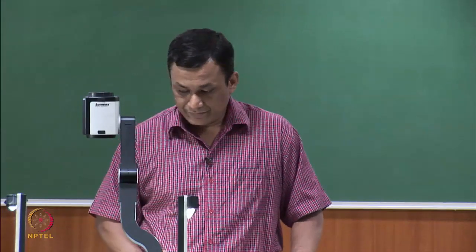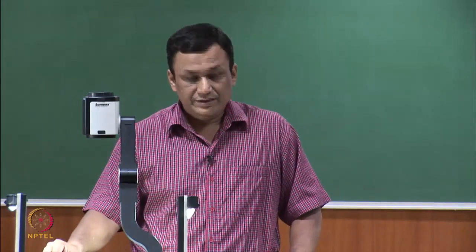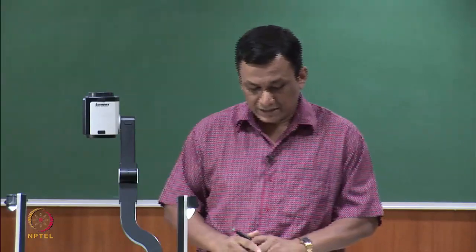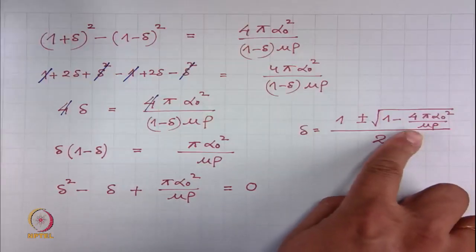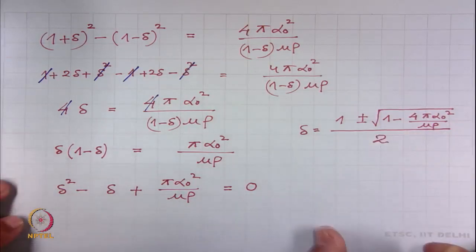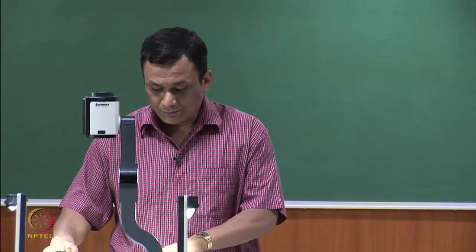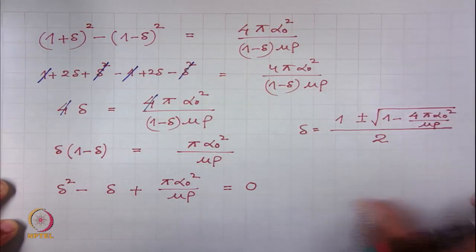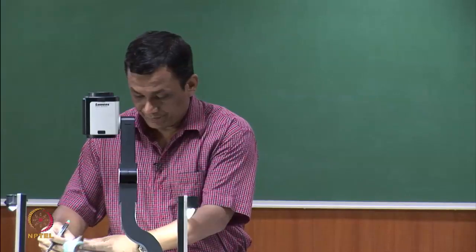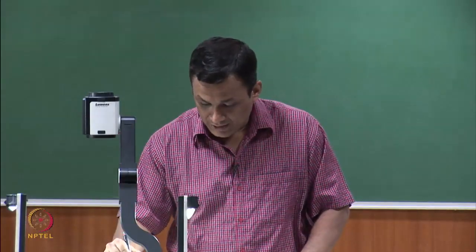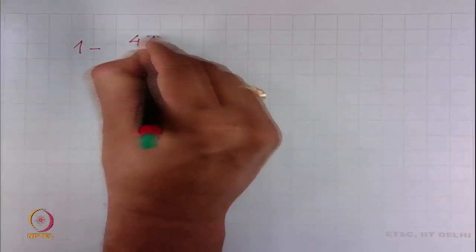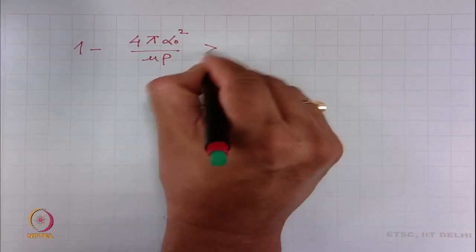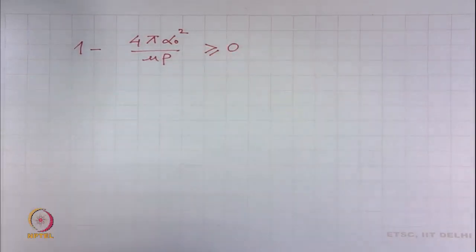Now, let us see this. The discriminant cannot be negative, right. So, it must be greater than or equal to 0. So, let us now write that. 1 minus 4 pi alpha naught square divided by mu into rho must be greater than or equal to 0, because this cannot be negative. In that case, 1 minus 4 pi square this must be greater than or equal to 0, right.